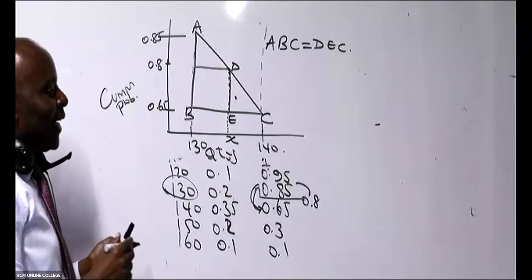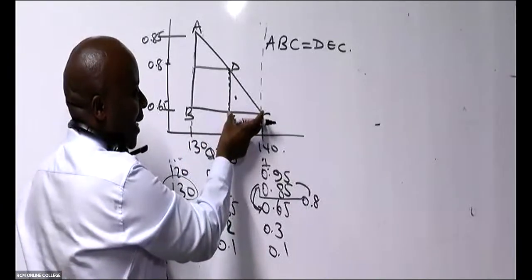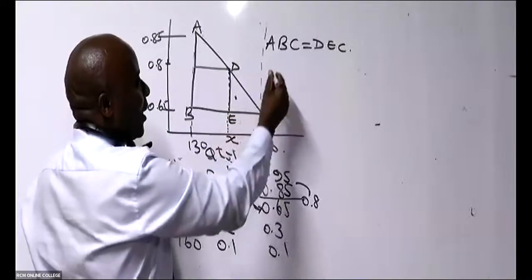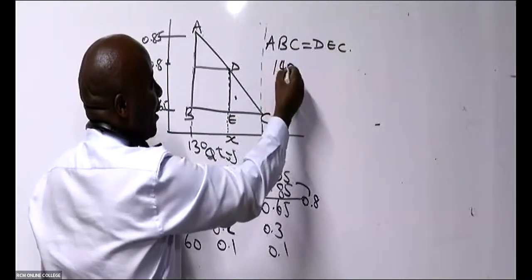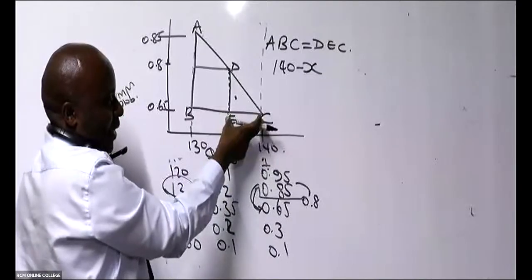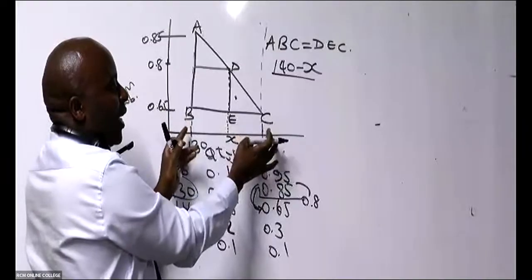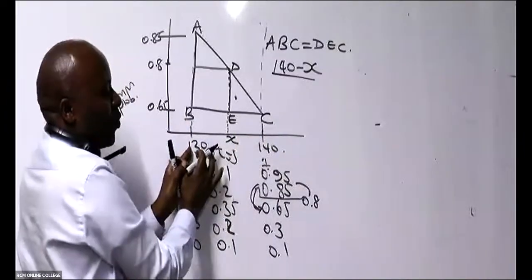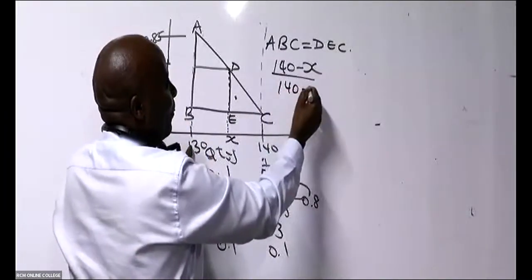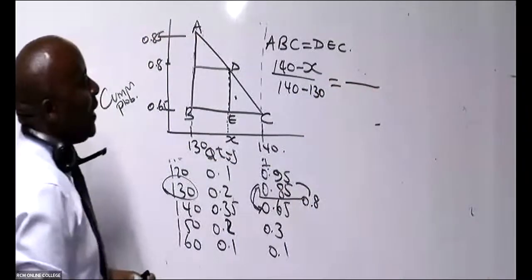Let's compare their bases. The base EC, this base here, will be 140 minus X, the difference for this base here, all over the base of the bigger triangle, which will be 140 minus 130. Yeah, equals. Then again, we compare the heights.